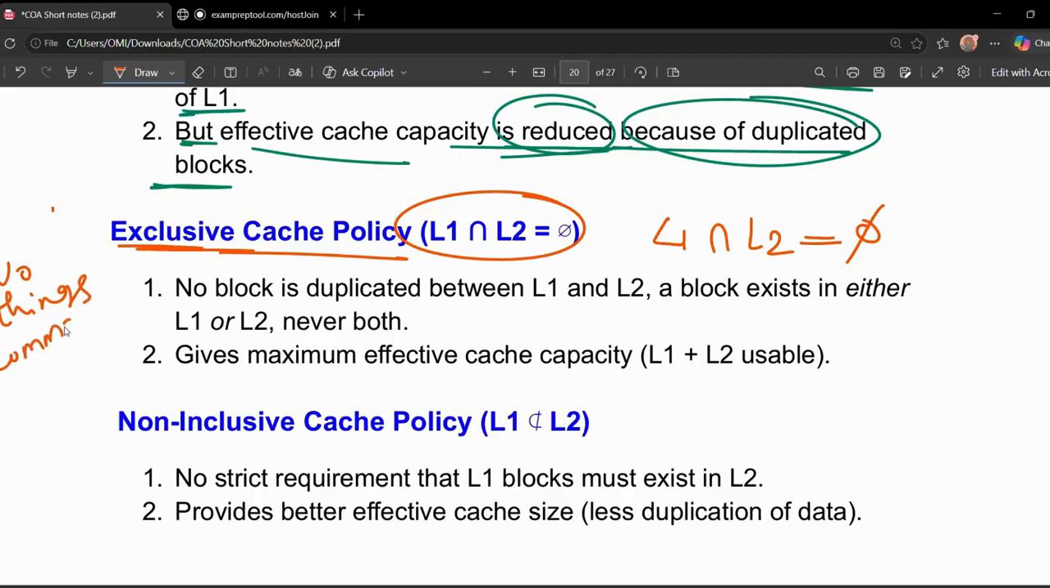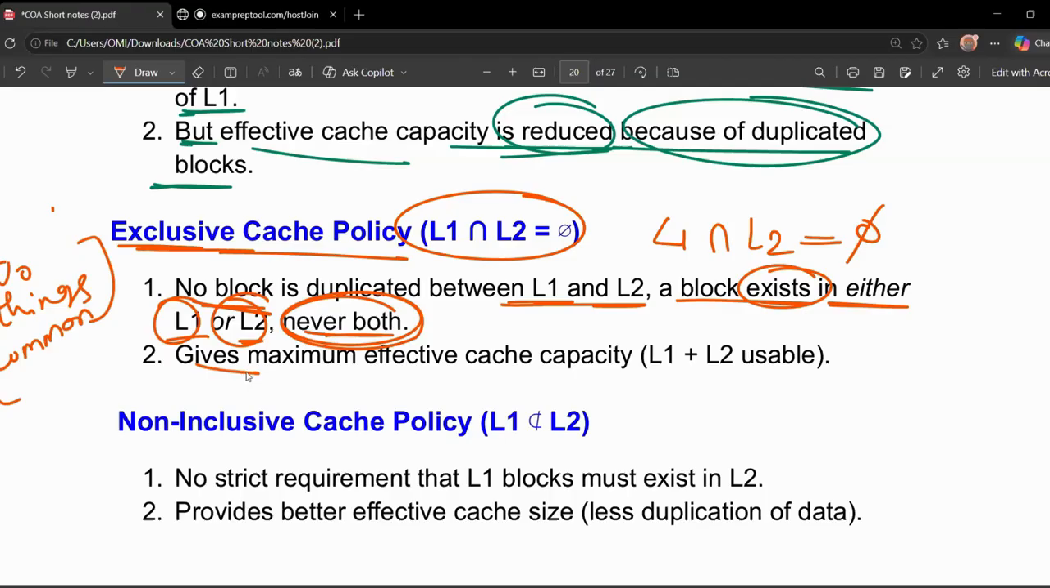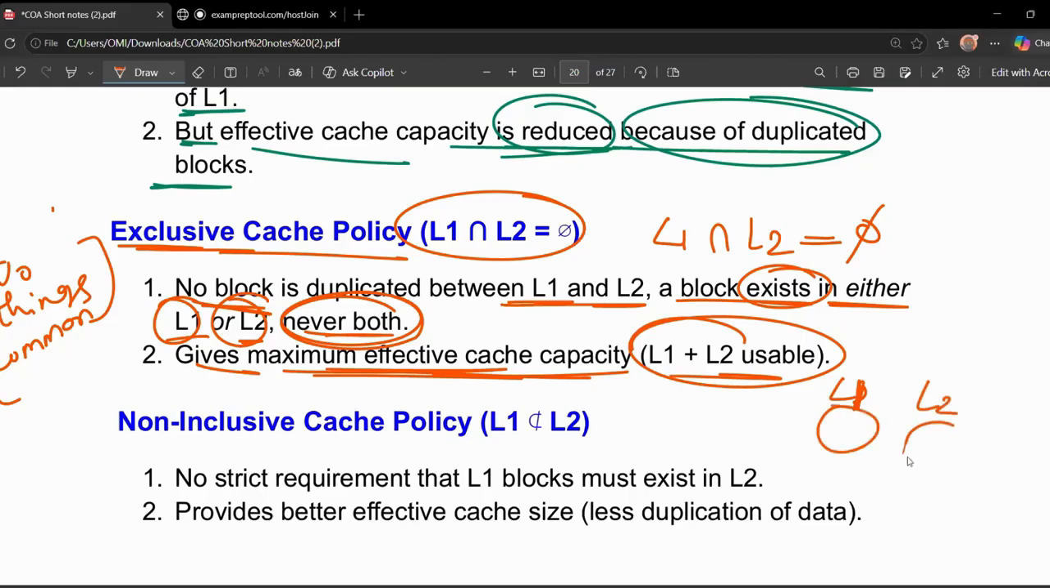No things common. So no block is duplicated between L1 and L2. A block exists in either L1 or L2, but never both. Either it is present in L1 or it is present in L2, but never both. So it gives the maximum effective cache capacity, right? Some things you will put into L1, and if L1 is full, you can put into L2 also. So you will get L1 plus L2, which is usable.